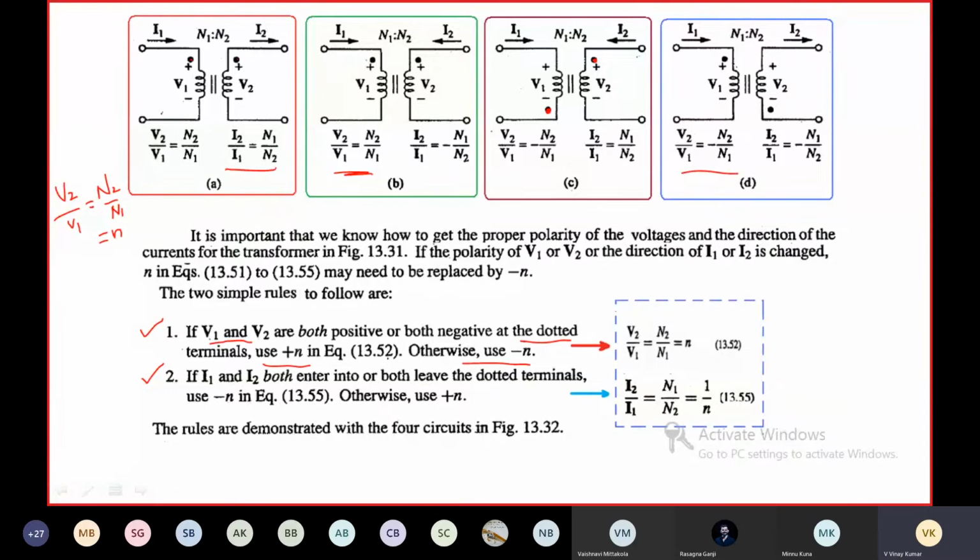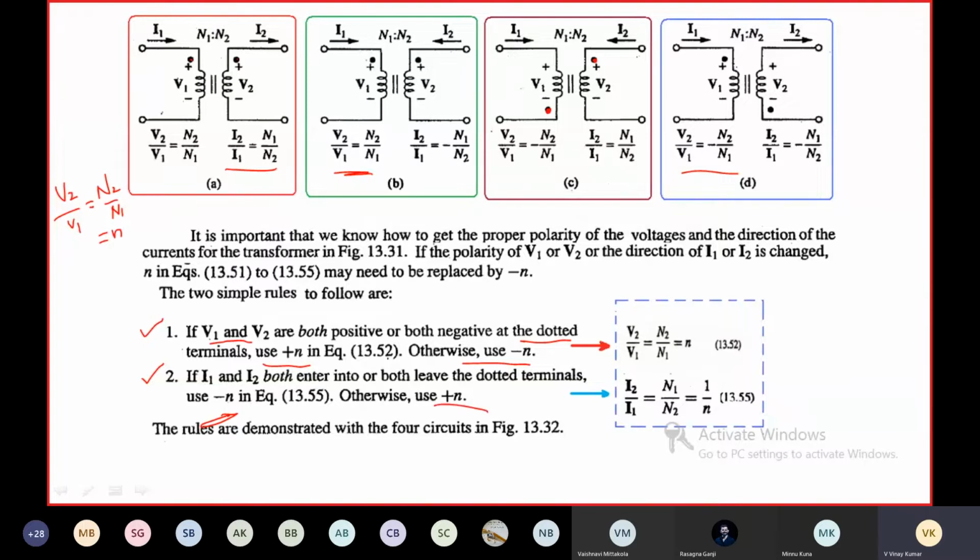Coming to current ratio, here coming to statement 2, if I1 and I2 both enter into or both leave the dotted terminals, then we have to use minus n. If I1 and I2 are entering the dotted terminal or leaving the dotted terminal, we have to use minus n. Otherwise, we have to use plus n.